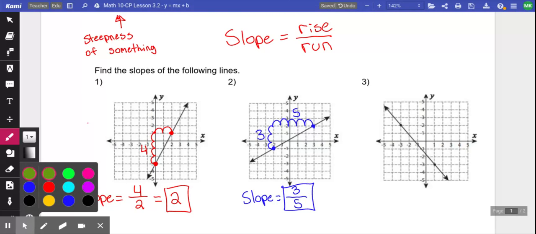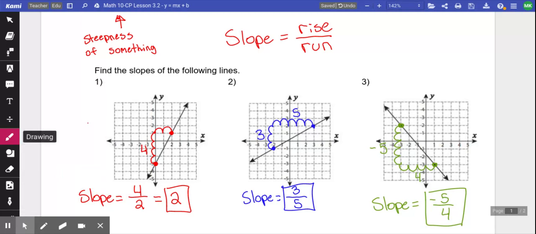If we look at number 3, we have 2 points. Always work left to right. So I have a rise of 1, 2, 3, 4, 5, but because I went down, it's negative 5. And then a run of 1, 2, 3, 4. My slope equals negative 5 over 4. It's negative because the line is going downwards as I go left to right.